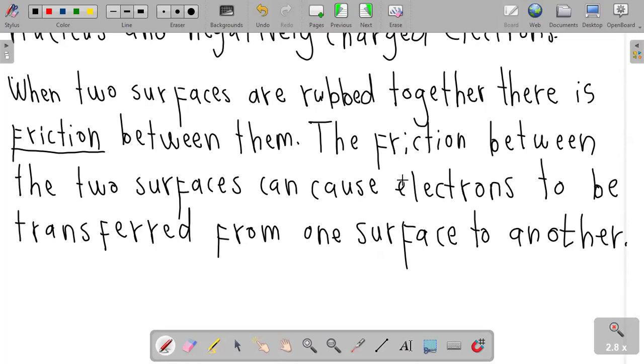So this transfer of electrons, what will happen? It will create an imbalance, isn't it? So this makes the objects become charged, because there will be an imbalance of electrons and protons.